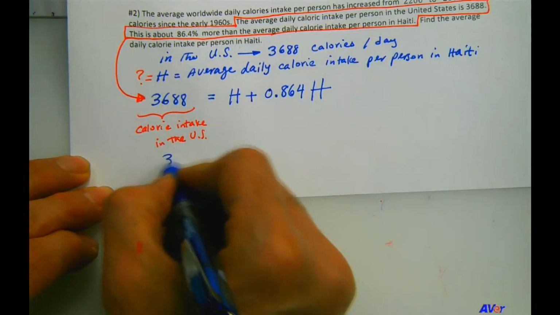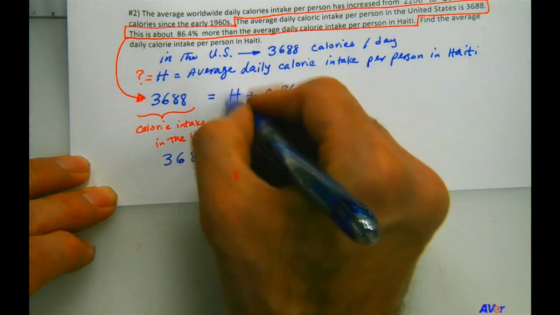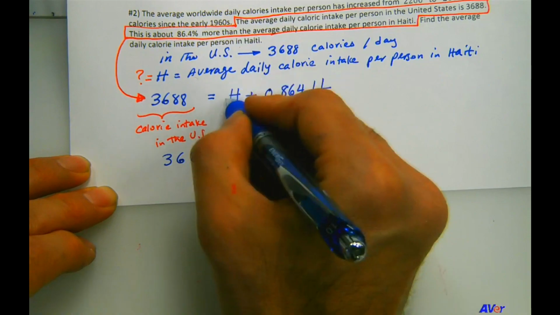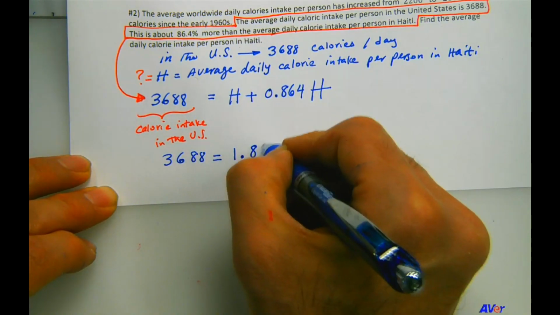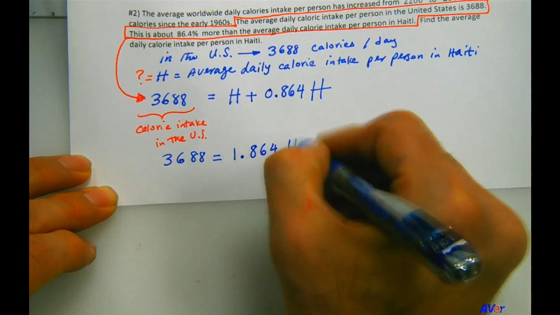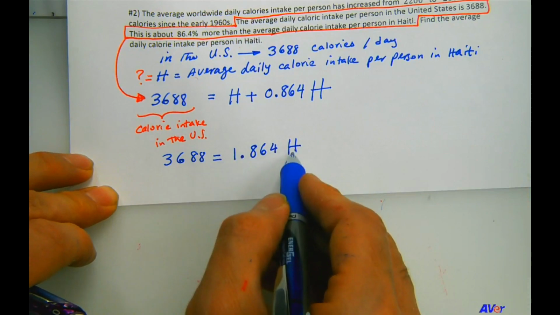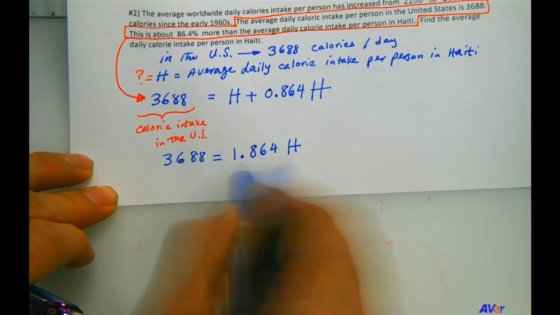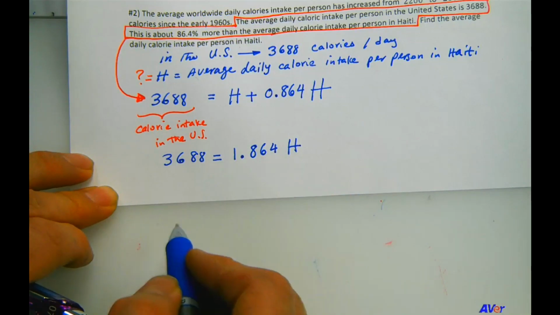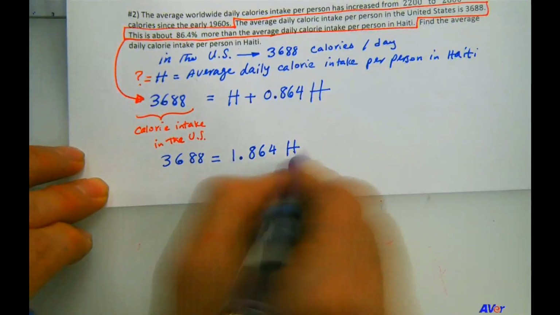Okay, so we have 3,688 equals, the coefficient here is 1, right? 1 plus 0.864 is 1.864 H. And then we're isolating H. We're solving for H, which means we're isolating it. Right now, it's not isolated because of this 1.864. So we need to divide both sides by 1.864 to isolate H.